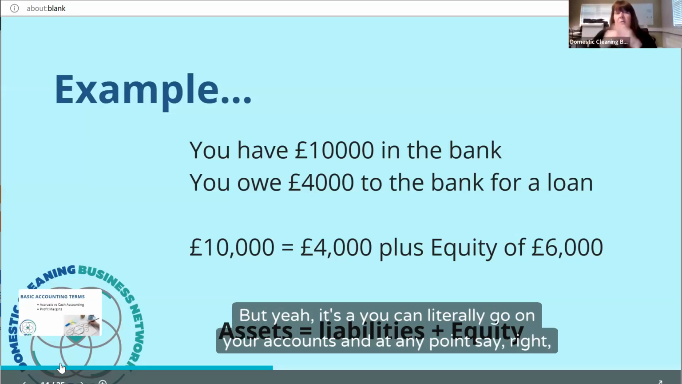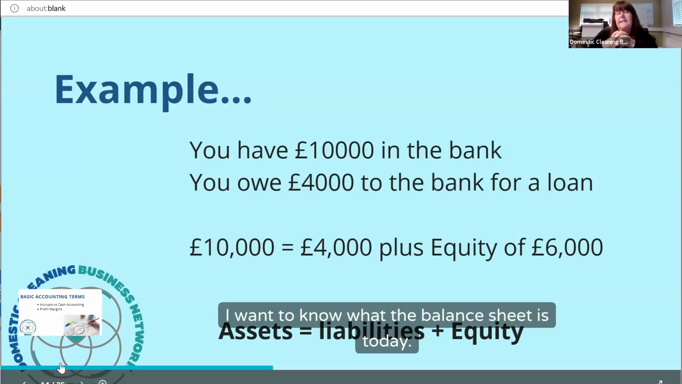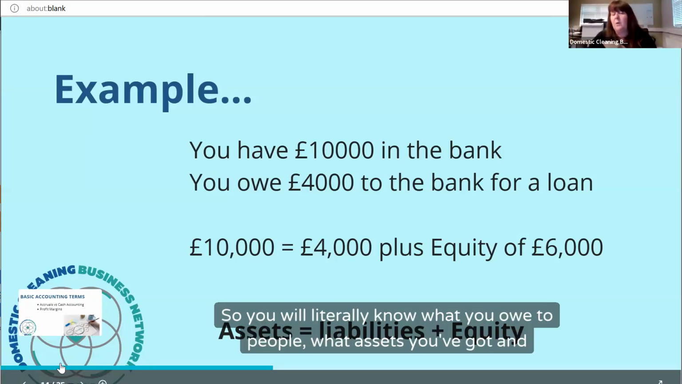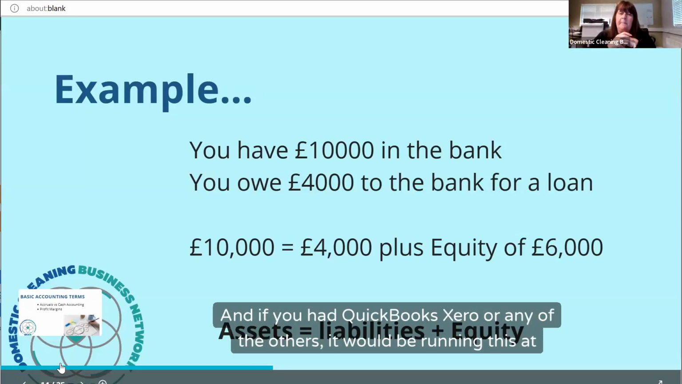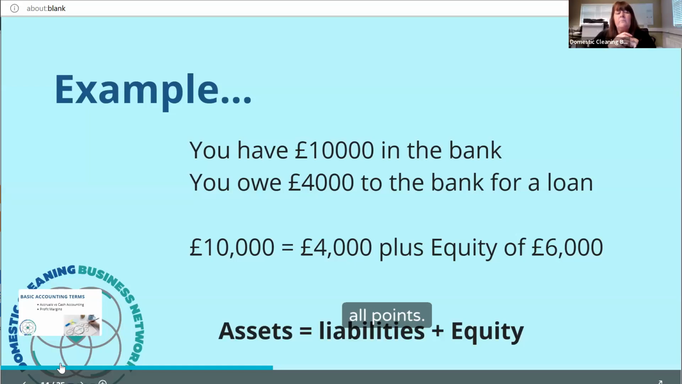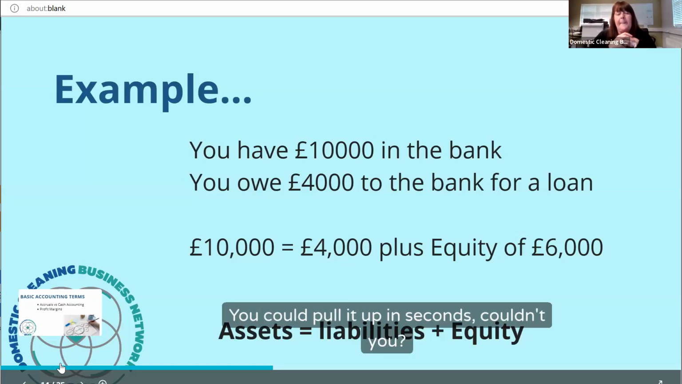But yeah, you can literally go on your accounts and at any point say, right, I want to know what the balance sheet is today. So you will literally know what you owe to people, what assets you've got, and therefore what value the business has to you as the owner. And if you had QuickBooks, Xero or any of the others, it would be running this at all points and you could pull it up in a second, couldn't you? Absolutely, yeah. You literally just go in and say, show me it.